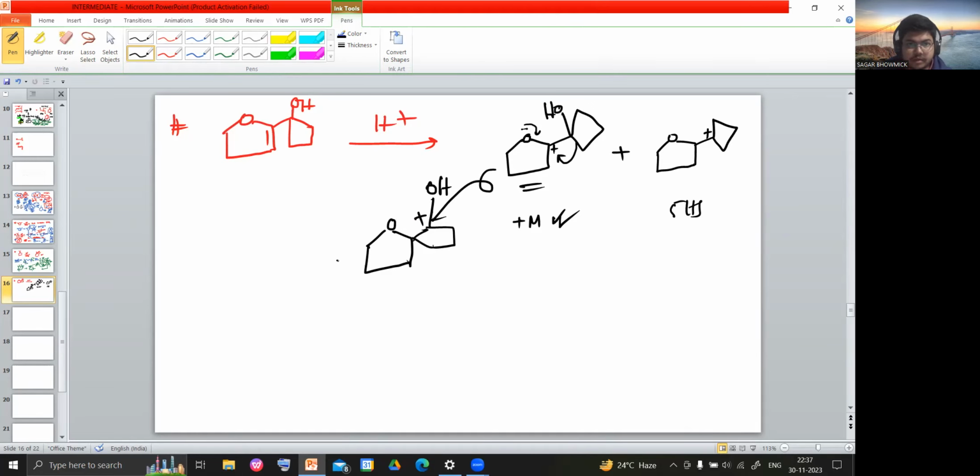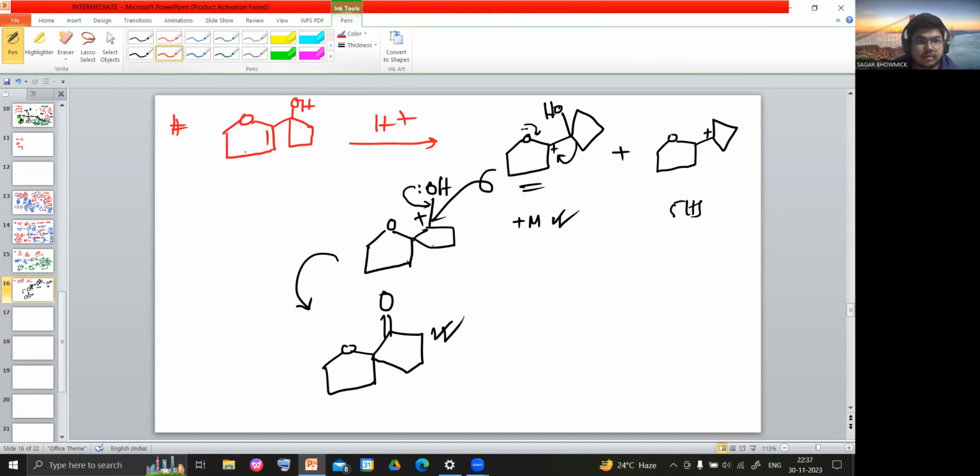Now what will happen? This positive charge can be stabilized by back bonding of oxygen. So our final product is going to be a double bond to O. So this is going to be our final product. Okay. Hope it is clear to you.